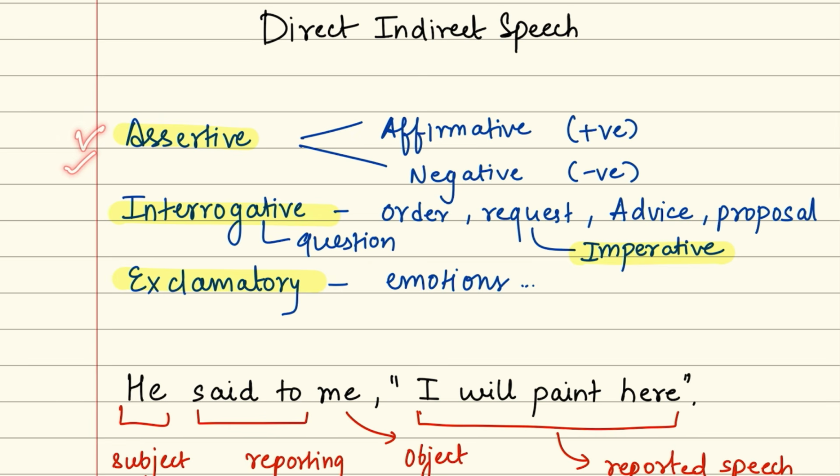Now we'll start with assertive, interrogative, exclamatory, and imperative. Assertive means we have two types of sentences here, affirmative and negative. Interrogative means questions are asked here. Then we have imperative, which has order, request, advice, proposal, and all of that.